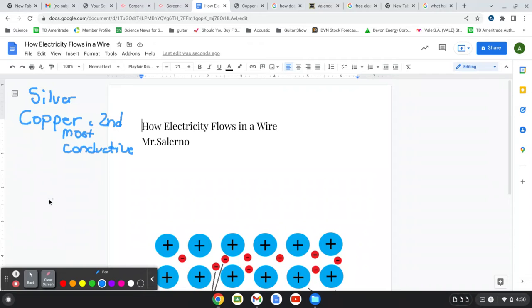So we have silver, copper, then there's gold, which is even more expensive than silver, much more expensive. And why don't we just throw in a fourth one? Aluminium, or aluminum, as we say in America. So we have silver, copper, gold, and aluminium. They are in order from the most conductive to the least, as far as these four go. So we're going to see how electricity flows, and we'll talk about some of the properties of it.